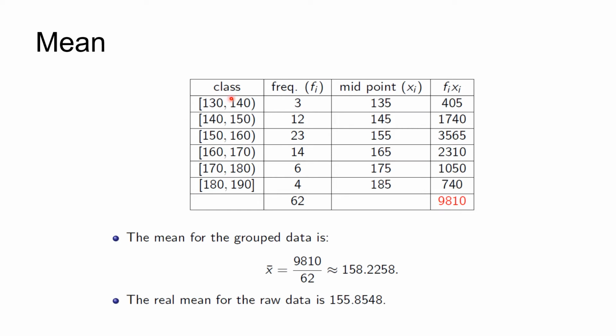In this case, the frequency is given. The midpoint is the middle point here. How do you identify the midpoint? For 130 to 140, you add and divide by 2. So 140 plus 130, divided by 2, you get 135. Same goes for the rest. You just add and divide by 2 to get the midpoint.